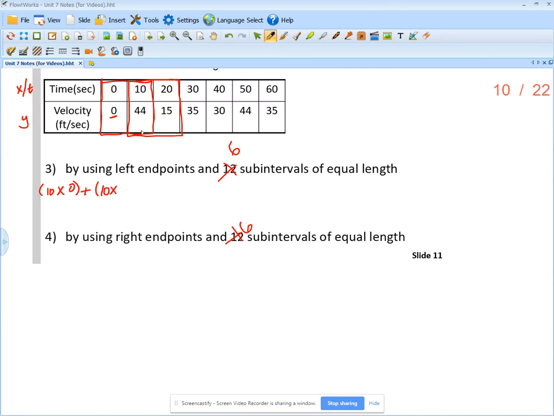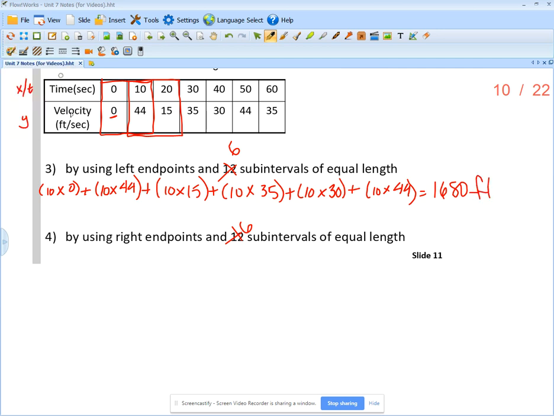So we have 10 times the left height, 44, plus 10 times 15, and we'll just continue this on, 10 times 35, plus 10 times 44. Now notice I'm not going to have one that's 10 times 35. Here are my 6 intervals, left endpoints because I'm using that left y value and not the right-handed one. Multiply this all together, we get 1,680, and we're working in feet.